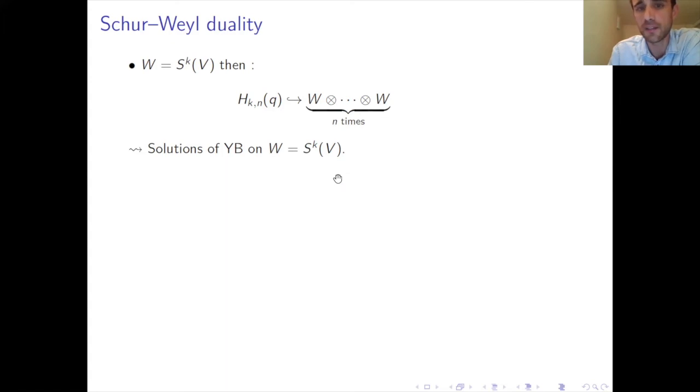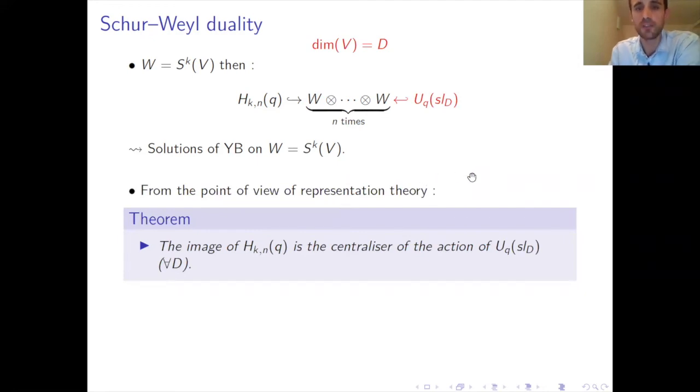So again, it's a shadow of a much deeper statement on the representation, which is a Schur-Weyl duality, and so it goes this way. Say now that the dimension of V is D as before, then again we have the quantum group U_q(sl_D) acting on this tensor space because it acts on W, and then you can make tensor products. And so we have the theorem which we expect, I guess, at this point. The Schur-Weyl duality is generalized to this setting. The image of the fused Hecke algebra actually coincides with the centralizer of the action of the quantum group.